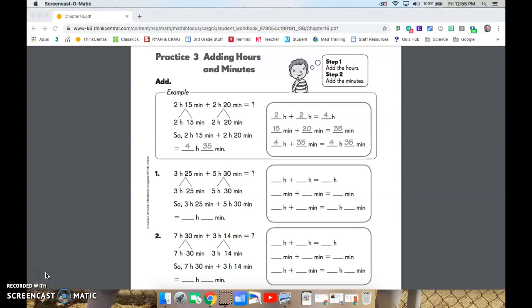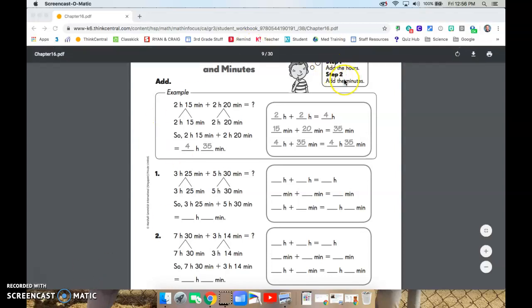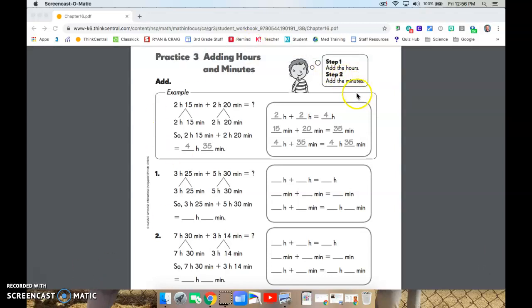All right, boys and girls, this is practice 3, adding hours and minutes. The little guy over here is saying, hey, step 1 is add the hours. Step 2, add the minutes. So, for example, 2 hours and 15 minutes plus 2 hours and 20 minutes.